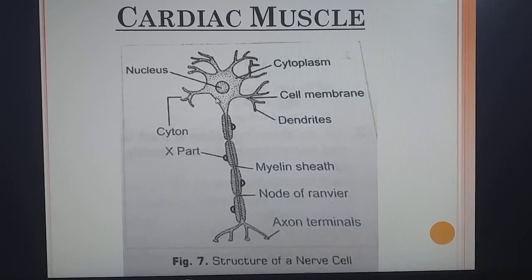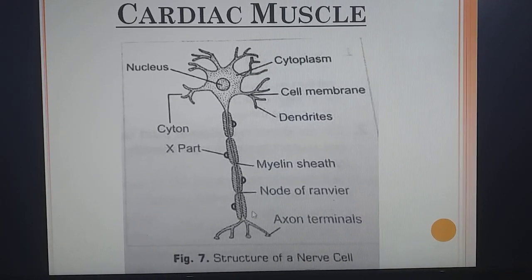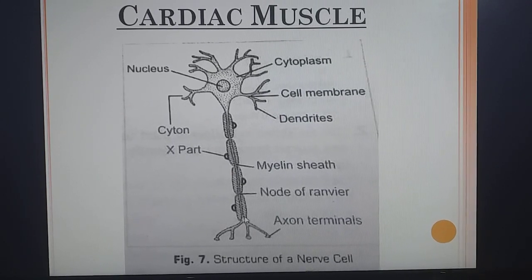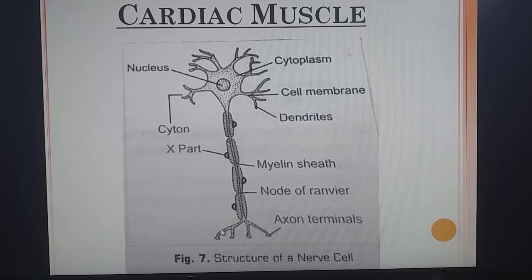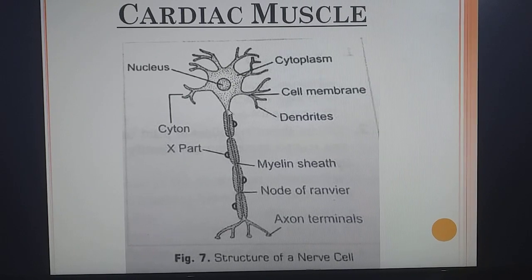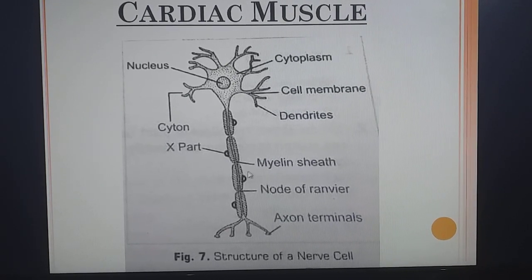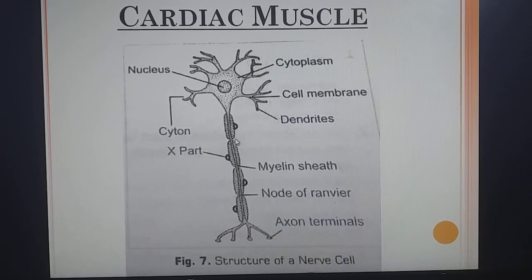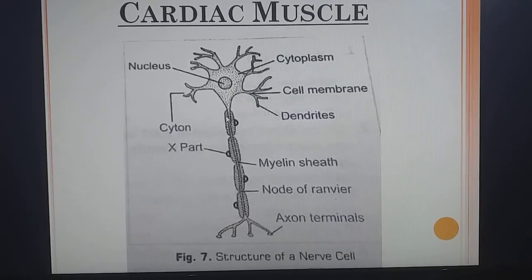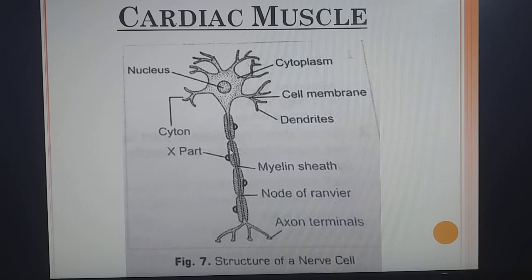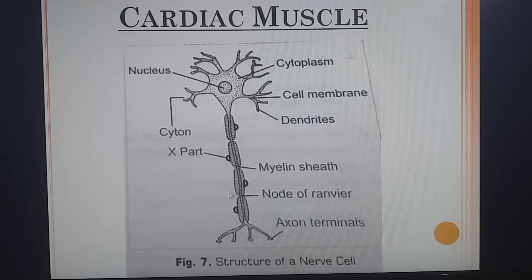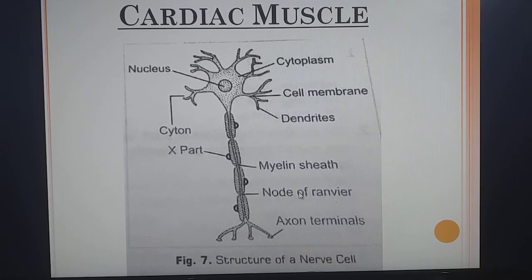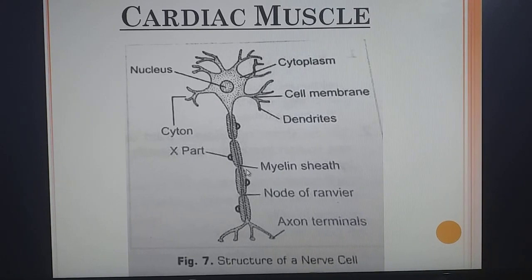Now, this is the long projection that is known as the axon, and this is the terminal end of the axon, and this covering is known as the myelin sheath. See here, this covering is known as the myelin sheath, and here this covering has a gap. See, this is not a continuous covering. Here the gap is there and this gap is known as the node of Ranvier. So this was the structure of the nerve cell.